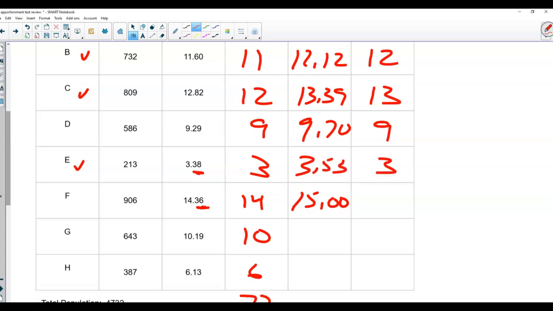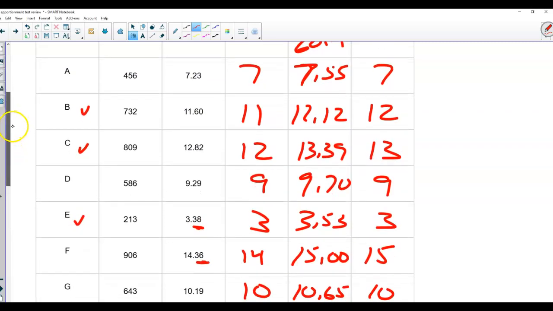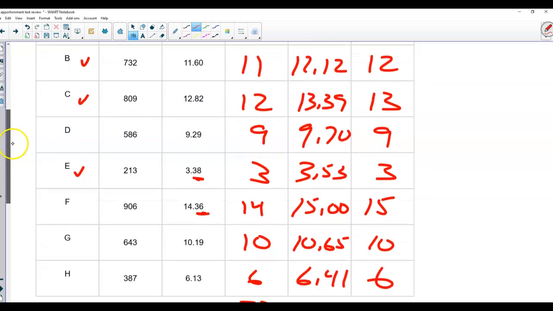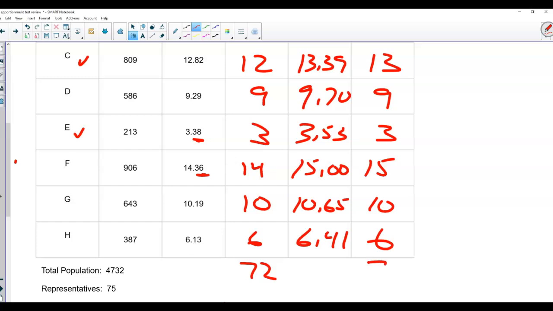I would check your 906 again, but when you divide it by the 60.4, you're going to get your 15.00. 643 divided by the 60.4 gets me to 10.65, which is 10. And 6.13 from 387, that goes up to 6.41. And that lower quota stays at 6. And when you add these up now, 7 and 12 is 19, and 13 is 32, 41, 44, 59, 69, and 6 is 72. I would check that final answer each time.